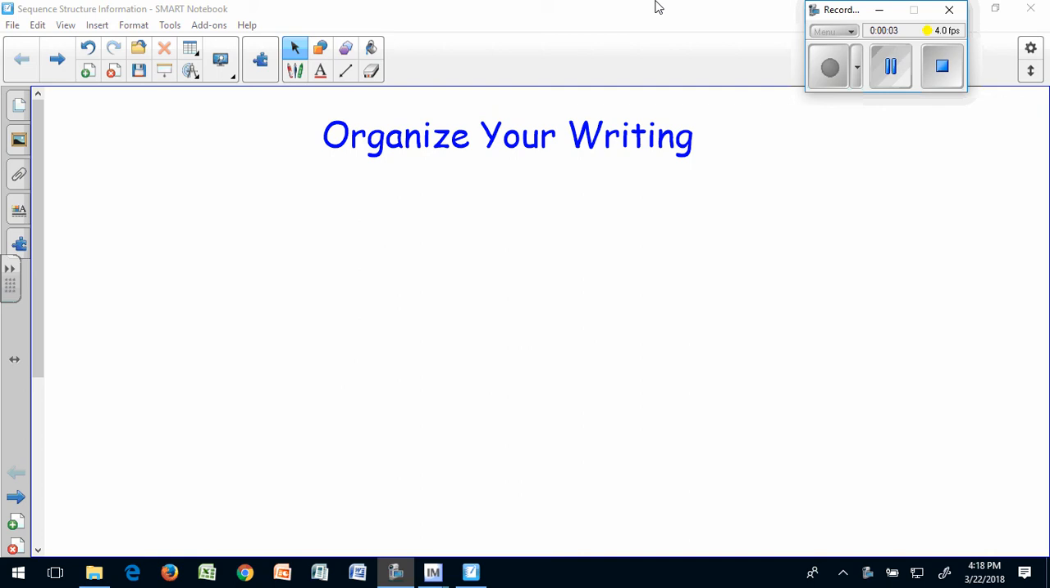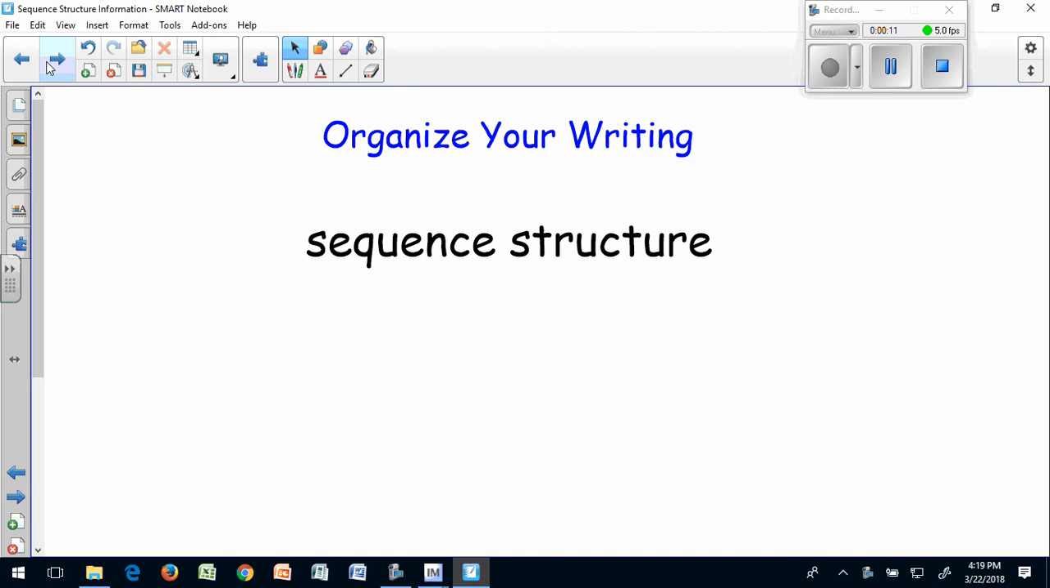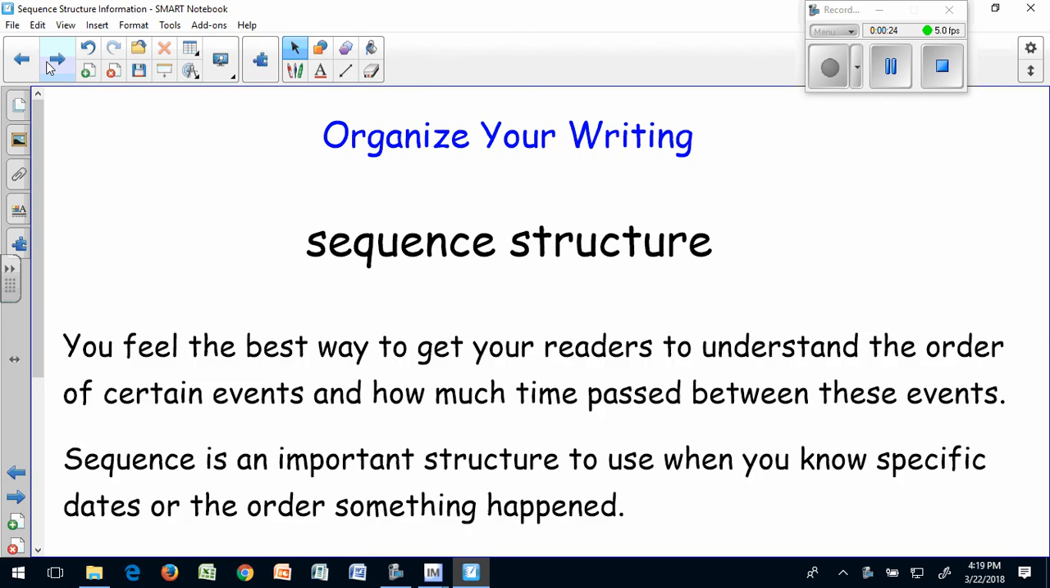Hey there. Today we're going to talk about organizing our writing, and we're going to focus on the text structure, which is sequence. Now you're going to need to think to yourself, when are you going to use a sequence text structure? What information would you be giving when you want to use the sequence text structure? You would use this structure when you want your readers to understand the order of certain events, and also how much time has passed between the events, because often that's an important part of the information you want to give.